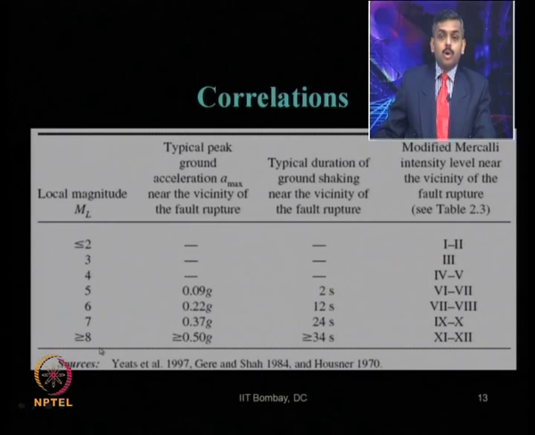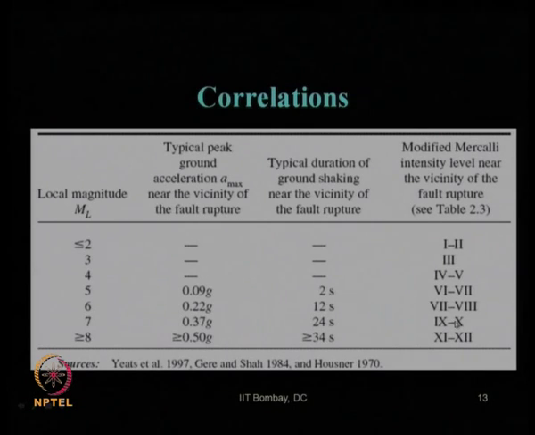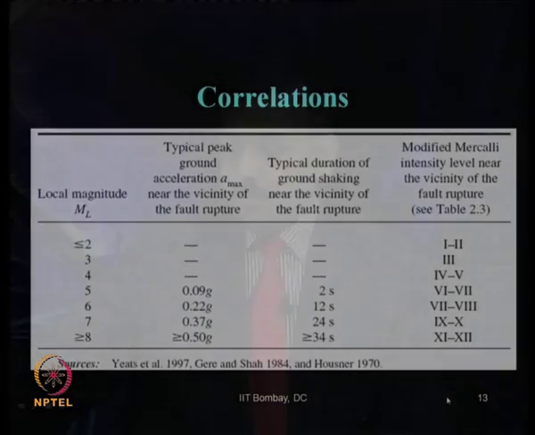Whereas local magnitude or Richter magnitude greater than or equal to 8 refers to typical Amax values of more than or equal to 0.5 g, typical duration of more than or equal to 34 seconds, and an MMI scale of 11 to 12. If you look at these values, it will be easy to remember them for each scale. I will simplify further: 0.1 g, 0.2 g, 0.3 g or 0.35 g, and 0.4 g to 0.5 g. That can be a correlation between the local magnitude scale and the Amax value. And for the MMI scale you can see the jumps within brackets of 6 to 7, 7 to 8, 9 to 10 and 11 to 12.